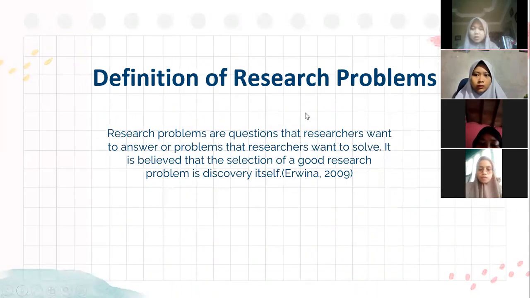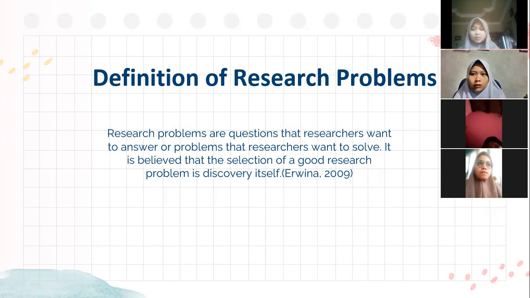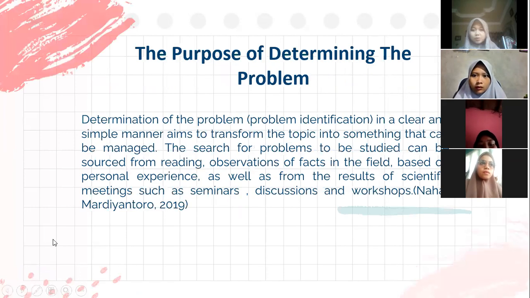Okay, thanks to the moderator. I will explain about the definition of research problems. According to Erwina 2009, research problems are questions that the researcher wants to answer or problems that the researcher wants to solve. It is believed that the selection of a good research problem is the discovery itself. And next is the purpose of determining the problem.